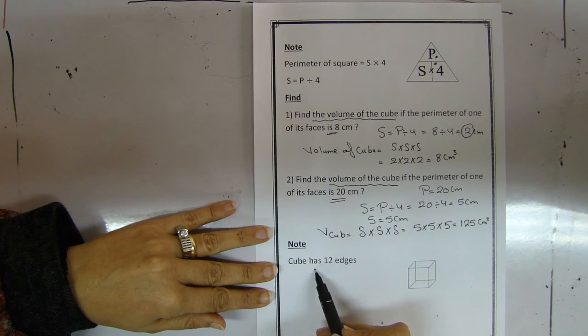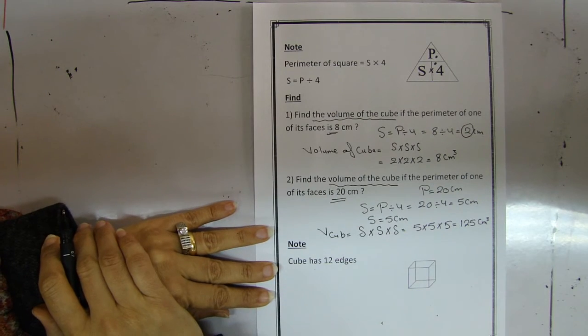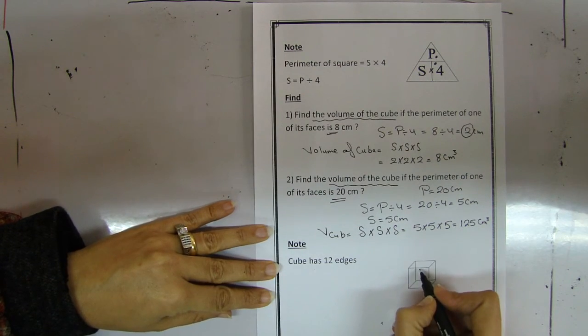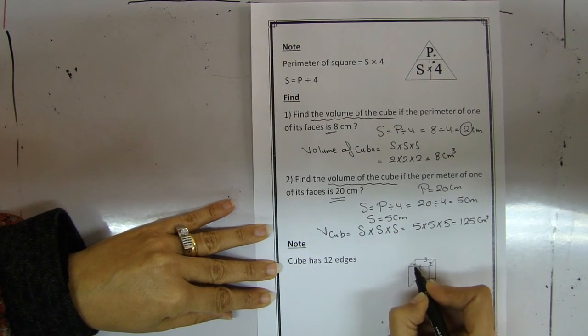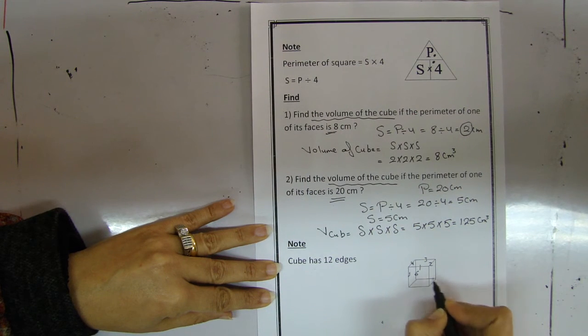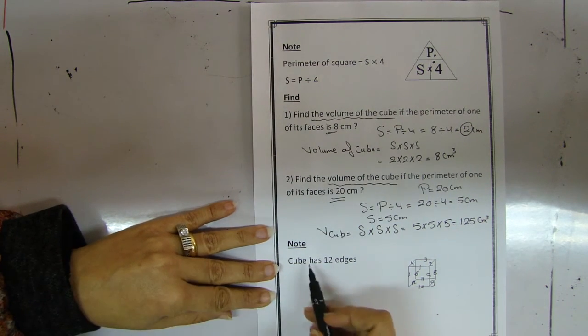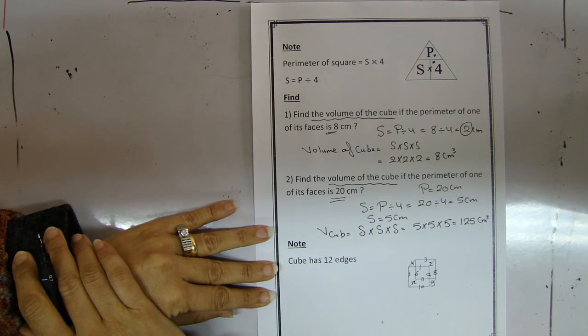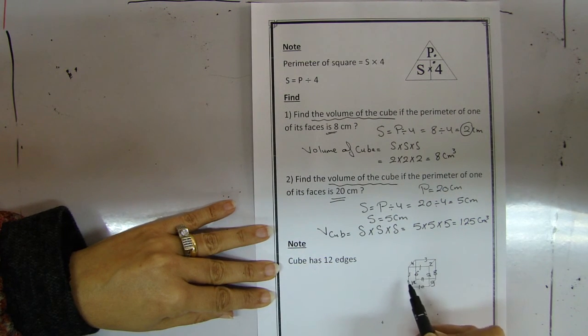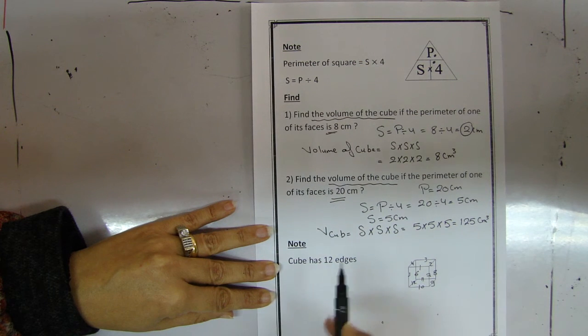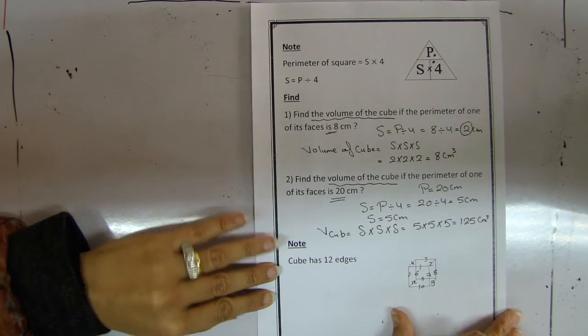A cube has 12 edges. We count this: 1, 2, 3, 4, 5, 6, 7, 8, 9, 10, 11, 12. Okay? Note, a cube has 12 edges. How come? 1, 2, 3, 4, 5, 6, 7, 8, 9, 10, 11, 12. Then a cube has 12 edges. Okay.